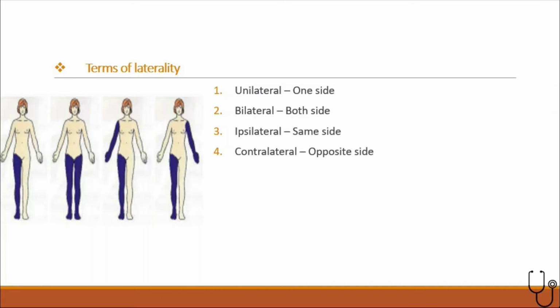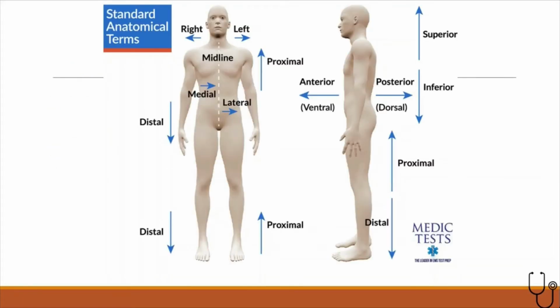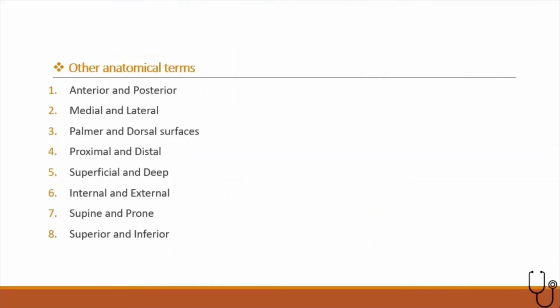Then there are other anatomical terms you should know before you study anatomy properly. The first one is anterior and posterior. What is the meaning of anterior and posterior? Anterior means front, posterior means back. You can see in this image, this is the anterior or the ventral side. It means the front side of our body. This is the posterior or the dorsal side of our body. It means the back side. So that is the meaning of anterior and posterior.